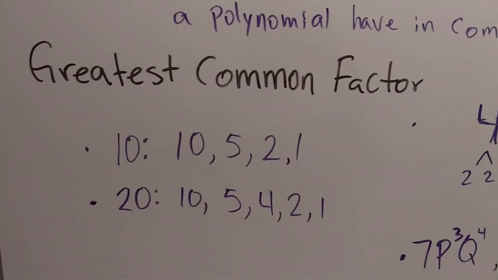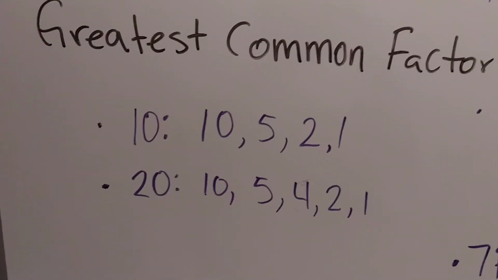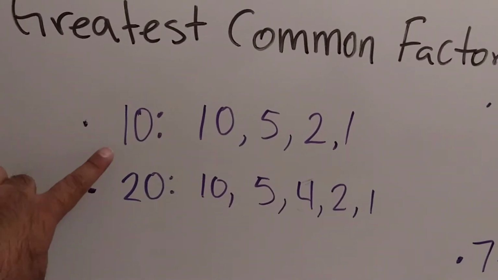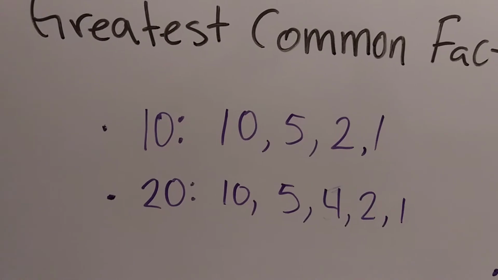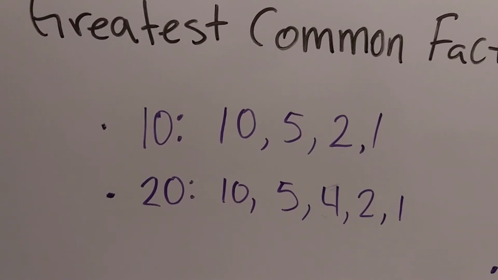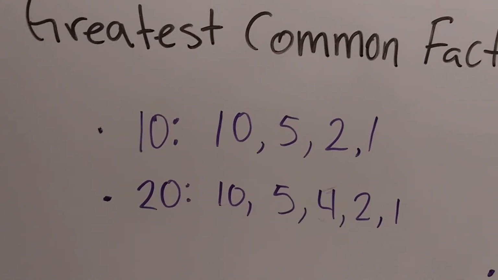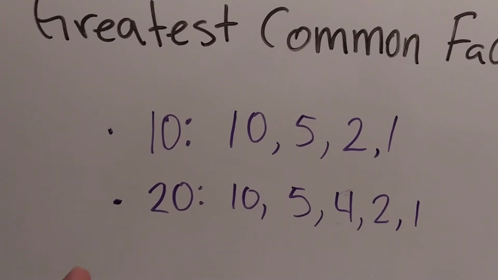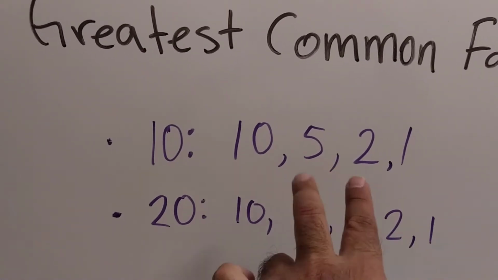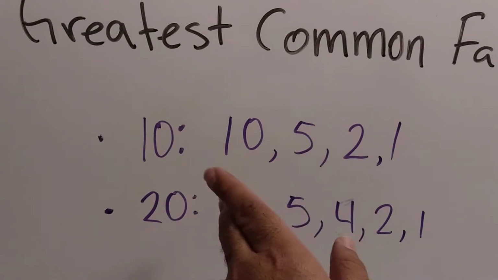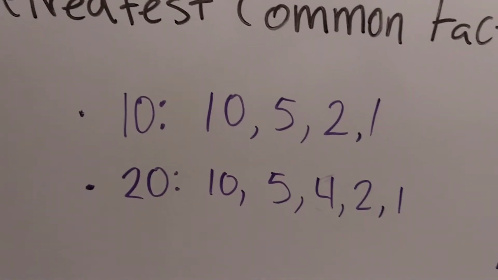If you recall from previous classes, for example, looking at the greatest common factor between 10 and 20, we're going to look at how many ways you can multiply numbers to obtain 10. If you multiply 10 times 1, it gives you 10. If you multiply the 5 and the 2, it will give you 10. So the 10, the 5, the 2, and the 1 are factors.